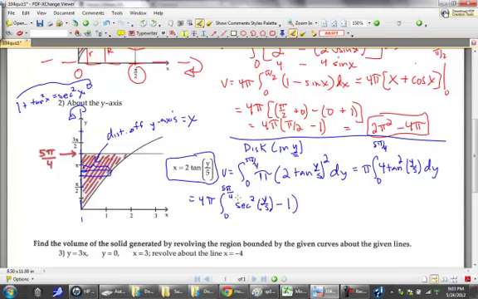Well, why is that now something that you can integrate? Because the function that has secant squared as its derivative is tangent. And so what we get is 4 pi. Now be careful here.